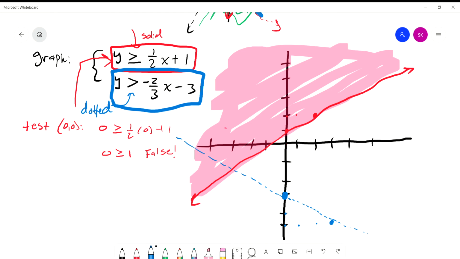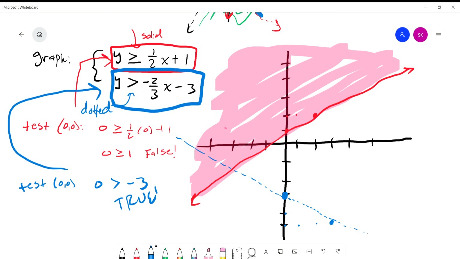And then again, I need to test a point. So because 0, 0 is not on there, I'm going to test 0, 0 into that guy. Into that. So that is 0 is greater than -2/3 times 0 is 0, so -3, but this is true. And so 0, 0 is a solution to this, and therefore my solution space is to the top of that equation. And so it's all of this, all up here, up to and not including that line, but it's all of this space up here.